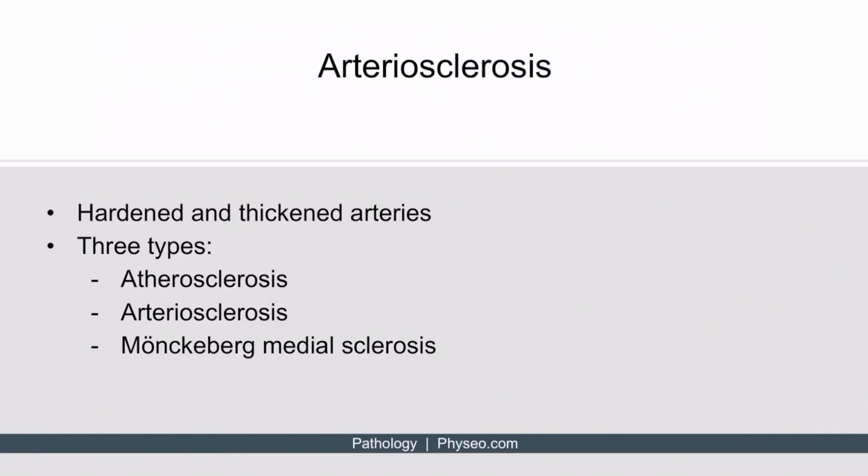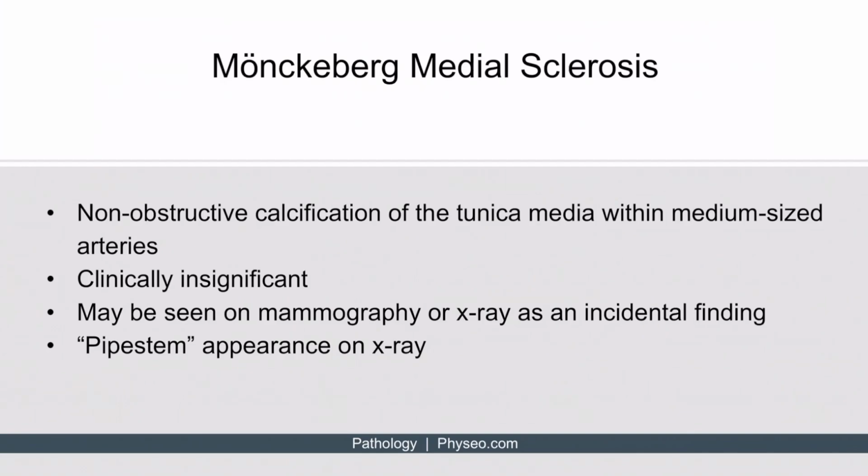All right, the last type of arteriosclerosis is Mönckeberg medial sclerosis. This is characterized by non-obstructive calcification of the tunica media within medium-sized arteries. It's clinically insignificant in the sense that it doesn't cause symptoms. However, it may be seen on mammography or X-ray as an incidental finding. It classically has a pipe stem appearance on X-ray.